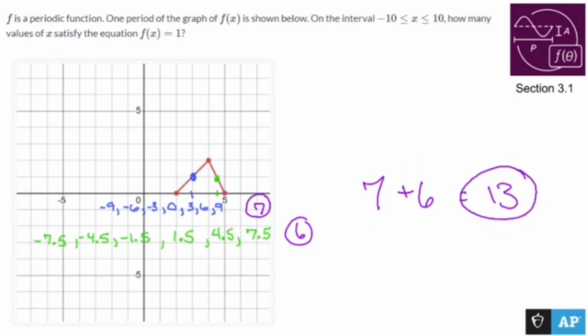So kind of a bizarre, unique problem, but the purpose is to demonstrate how periodic functions repeat, and it just makes you think outside the box a little bit.